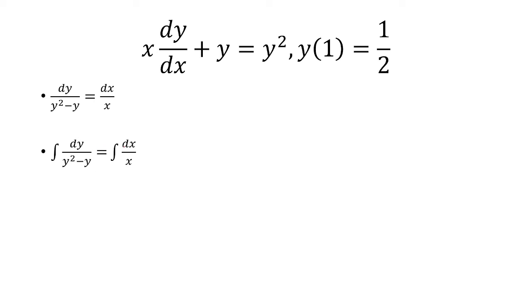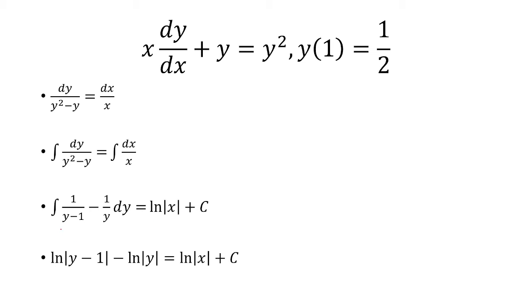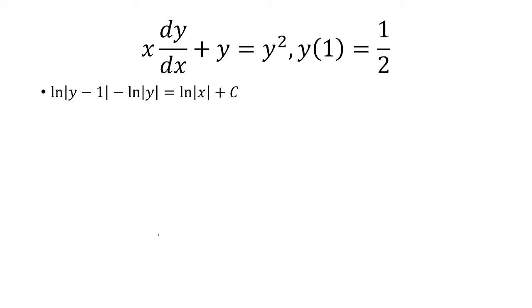And integrating this, we can use a partial fraction decomposition, but I'm going to skip all those steps. So you can split up the fraction 1 over y squared minus y as 1 over y minus 1 minus 1 over y. The integral of dx over x is ln of x plus c. Integrating the left side, we get ln of y minus 1 minus ln of y. Now we can combine these using the log properties. We can have ln of y minus 1 over y equals ln of x plus c.